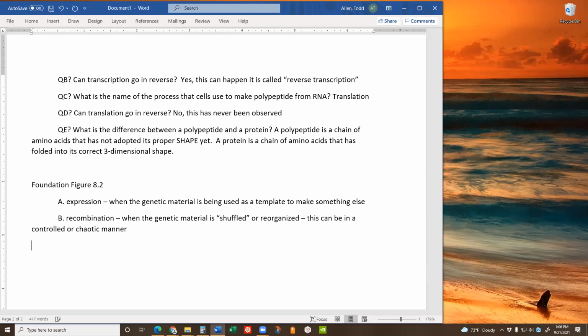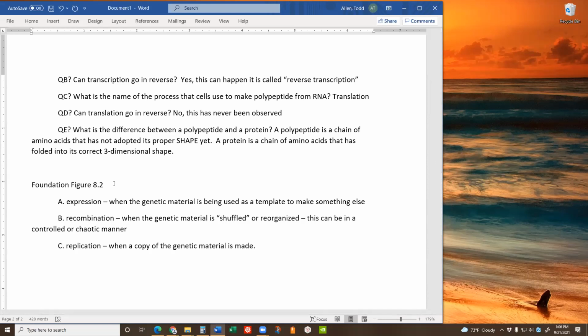And finally, we have replication here. Replication is when you copy the genetic material. When a copy of the genetic material is made. Okay. Now, folks, this is a really deep chapter, and in fact, it's deeper than I would love.